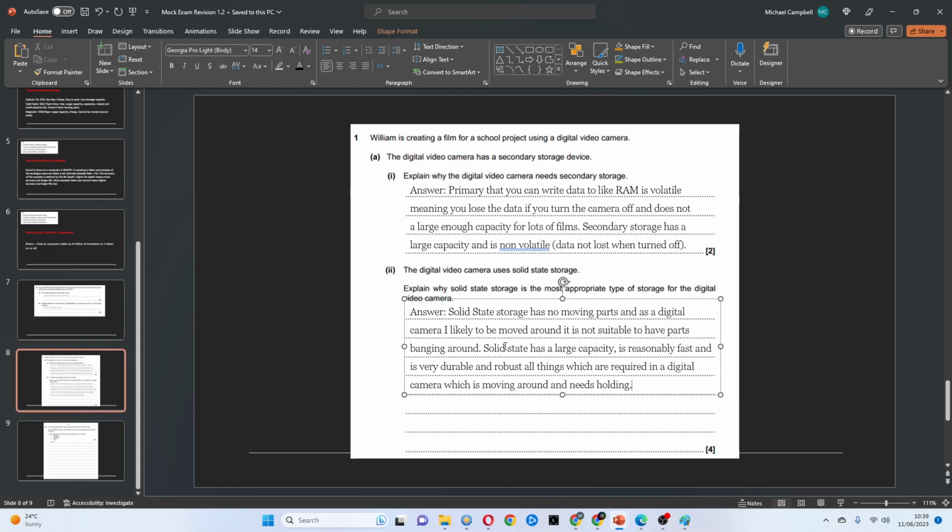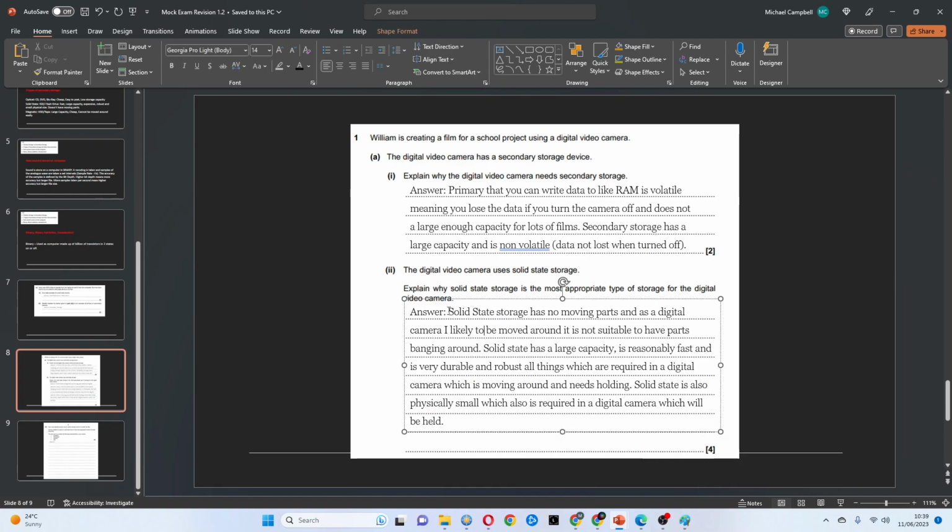I'll put an extra one as well. Solid state is also physically small, which also is required in a digital camera which will be held. I know I'm writing a long answer there, but I'm just trying to show you all the things that you could say. But just remember, it's 4 marks.